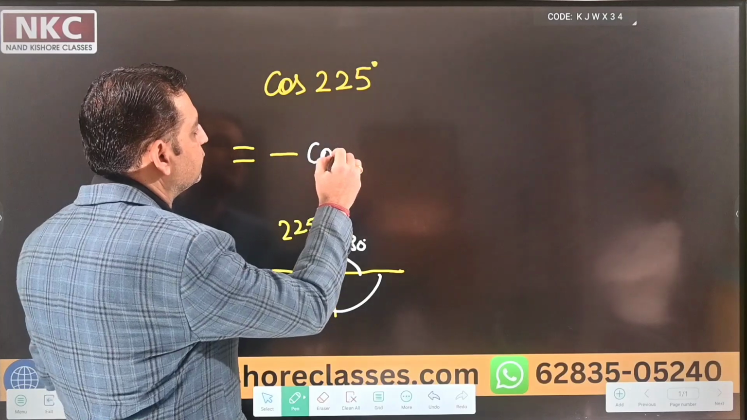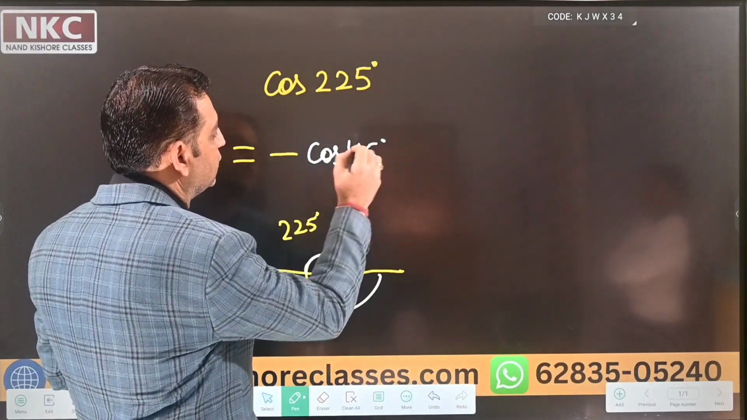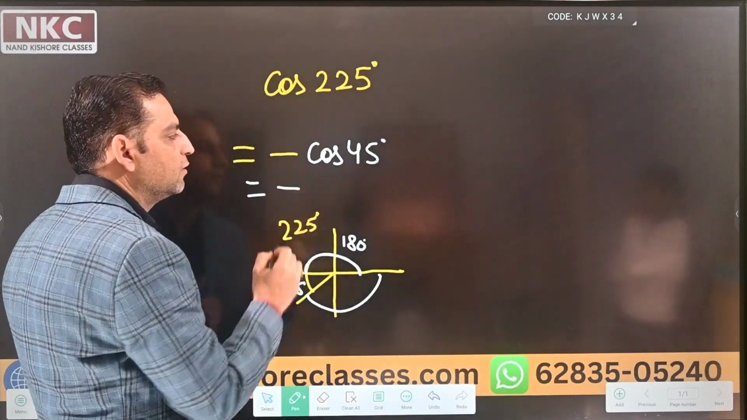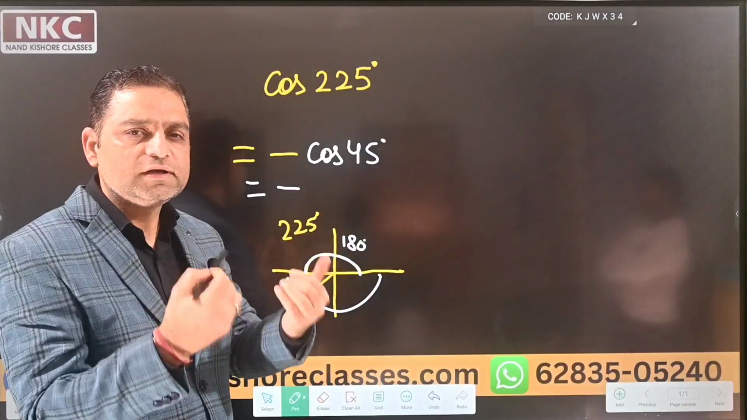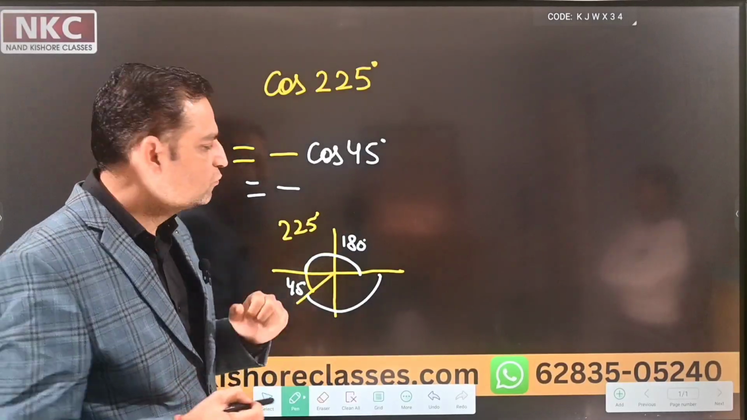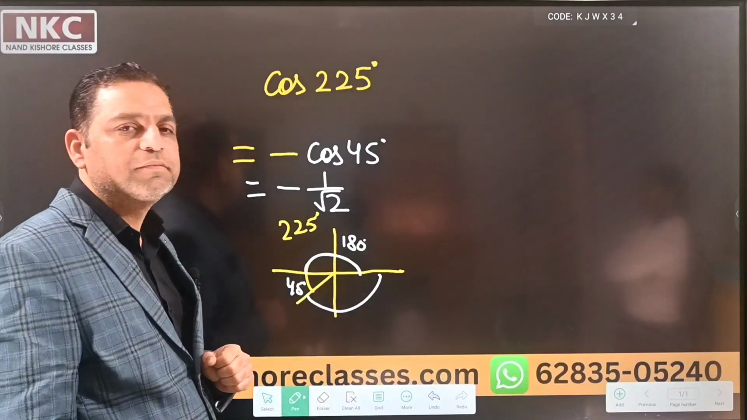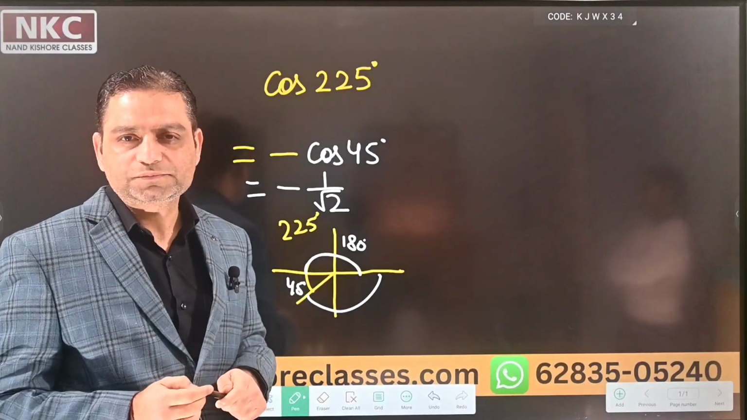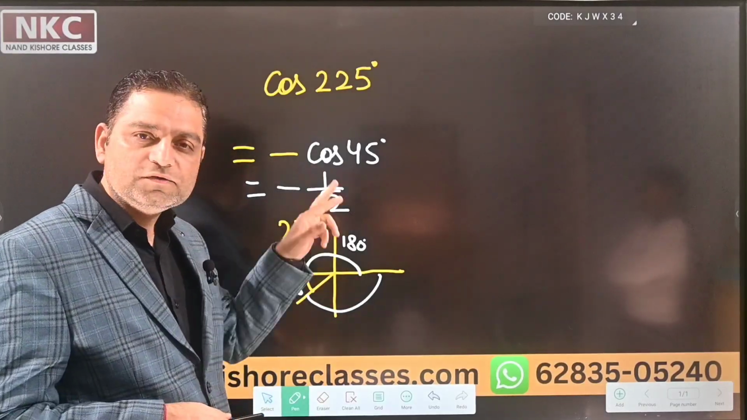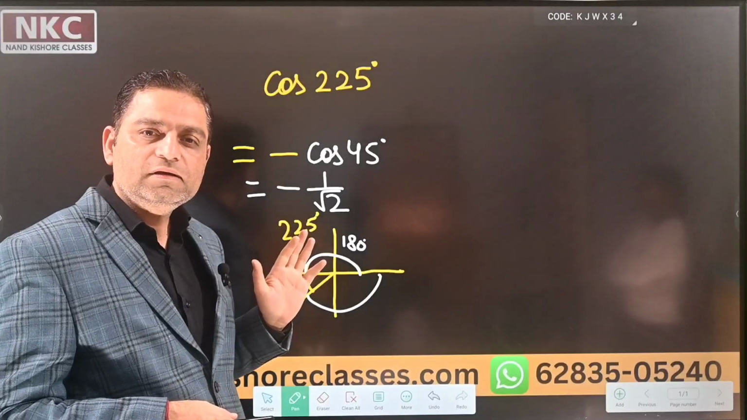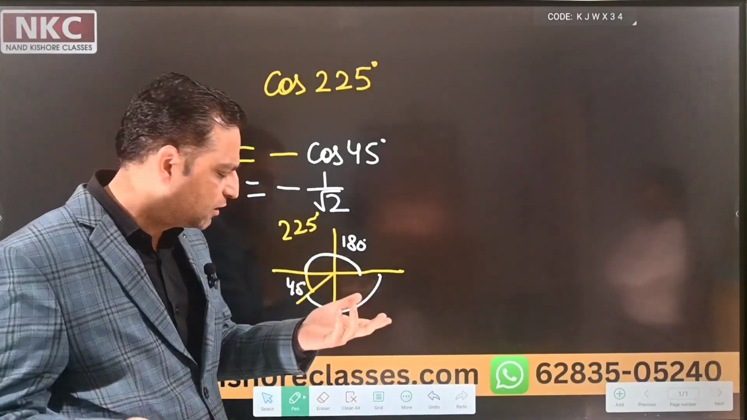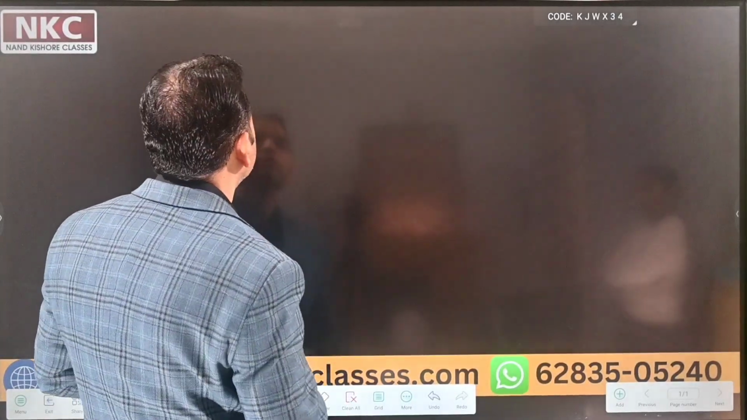That means its answer is minus cos 45 degree. Now what is cos 45? That we have learned in the first quadrant. Cos 45 is 1 over root 2. So the final answer is minus 1 over root 2. I hope this is making sense. Moving in the same way, there are many more you can do.